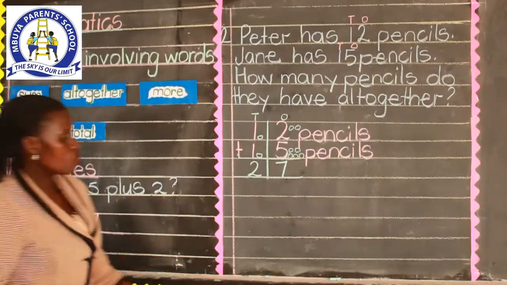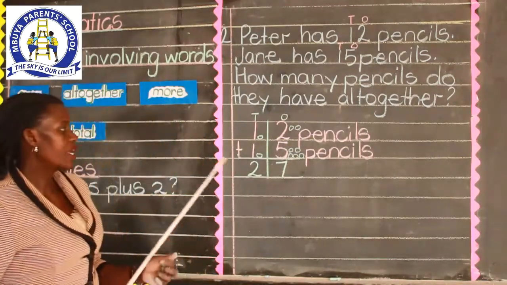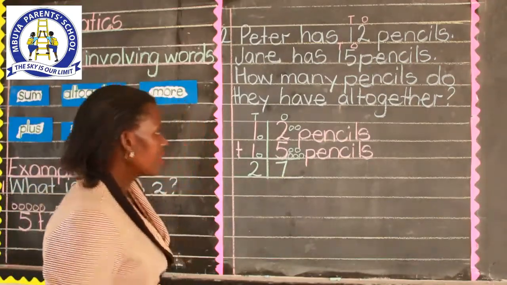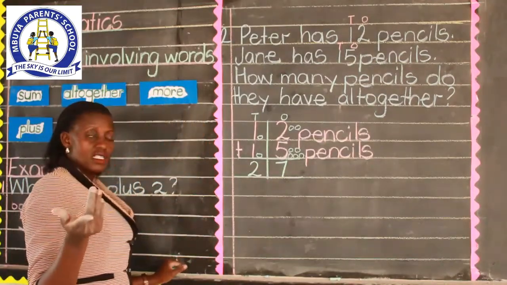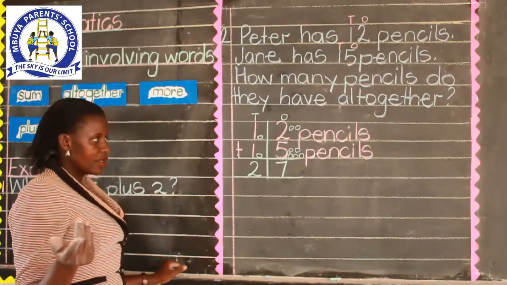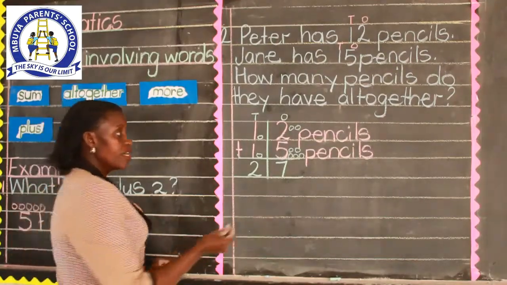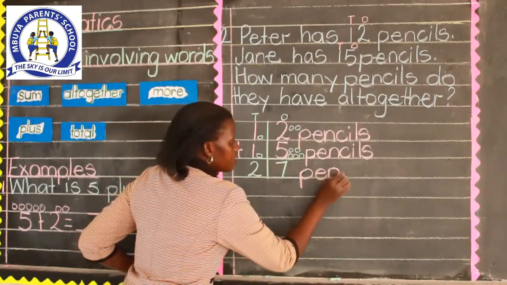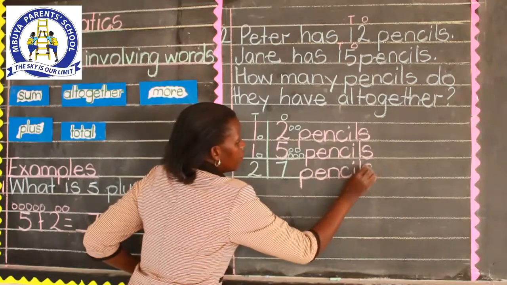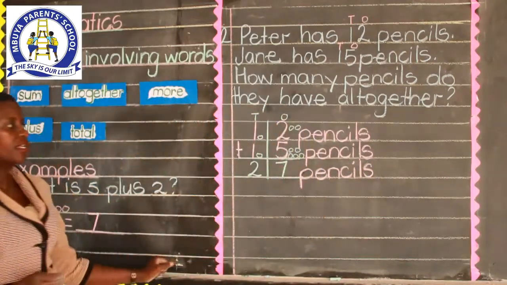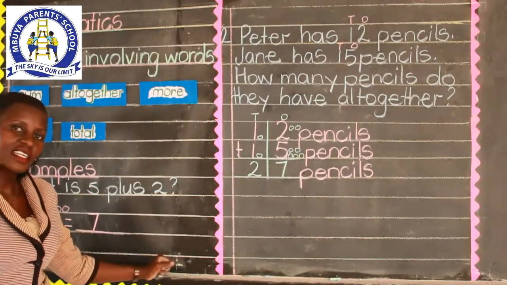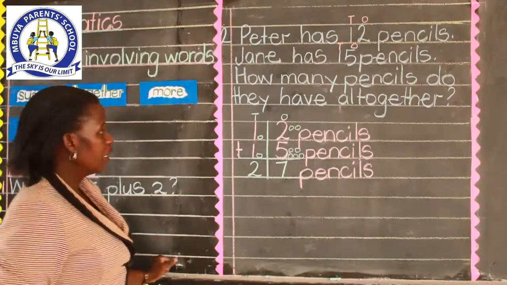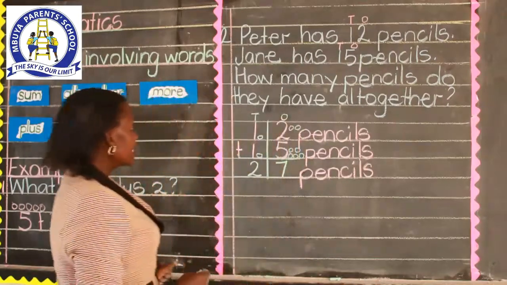Okay? So this one we read it as 27. But 27 is not the answer. There's something which is missing in your answer. What is that? The word pencils. The word pencils is our unit. So here you write the word pencils. Okay? Meaning that our answer is 27 pencils. Are we together? Good.